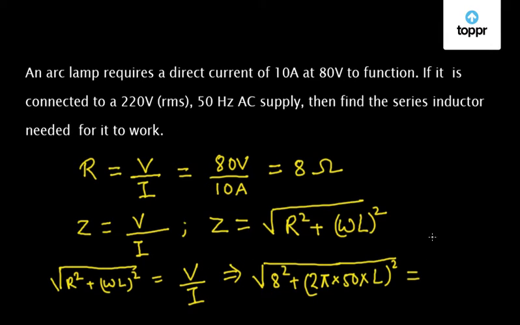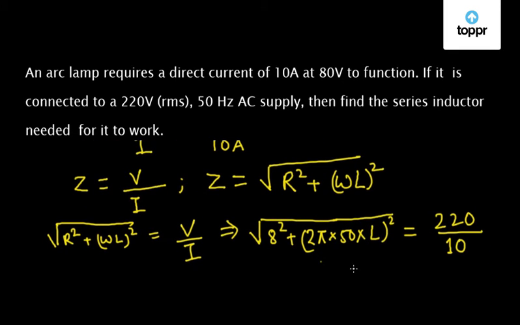So V RMS we know is 220 volts and I RMS will be equal to the direct current, 10 amperes. Now if we try to find out the value of the inductance from this equation, we will get L equal to 0.0648 Henry. So this is the inductance of the series inductor which is required to be connected to the AC circuit for it to work.